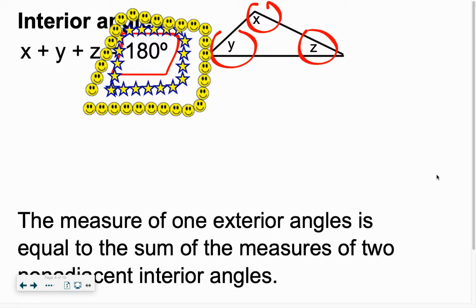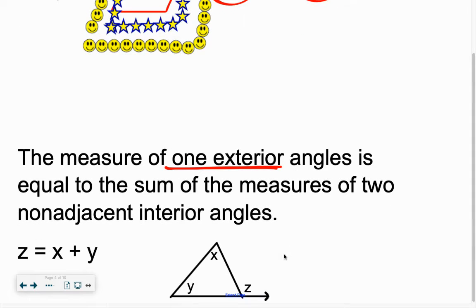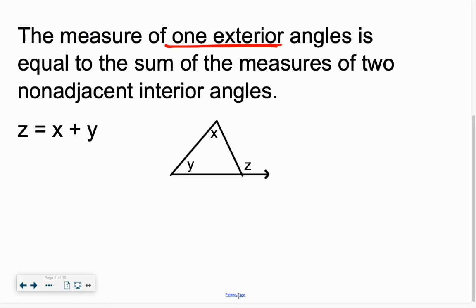Notice that's all three inside angles, but now when we come down here, if we're talking about one exterior angle, you can already see it. Let me zoom down here so you can see it as well. If we're asking about this one angle on the outside, that adds up to the two opposite or non-adjacent angles on the inside. We're just going to add those up.